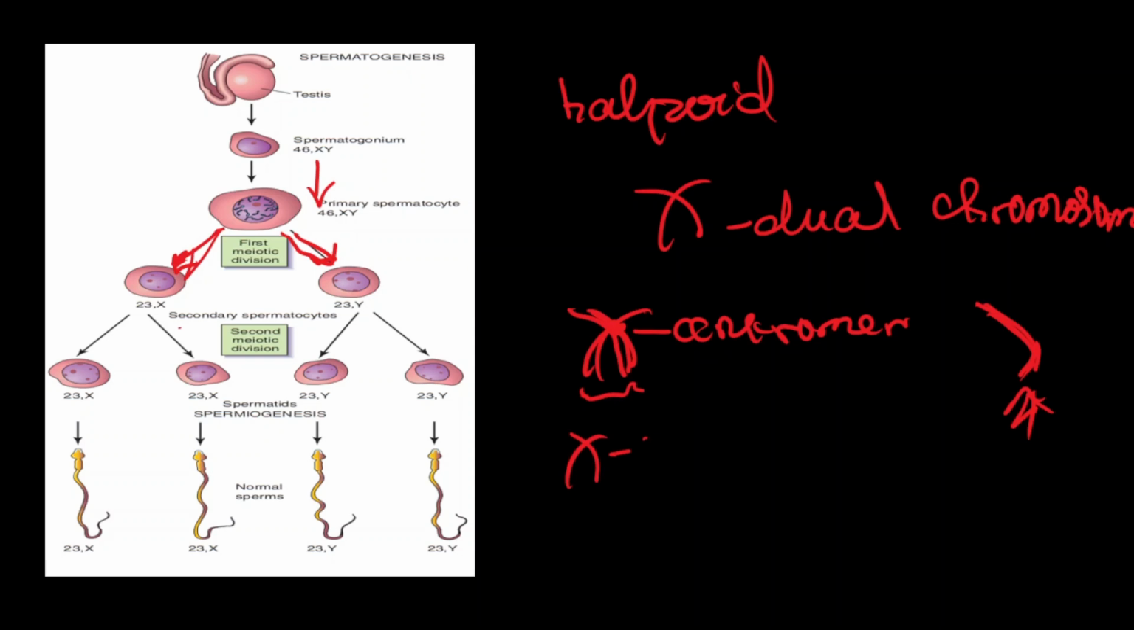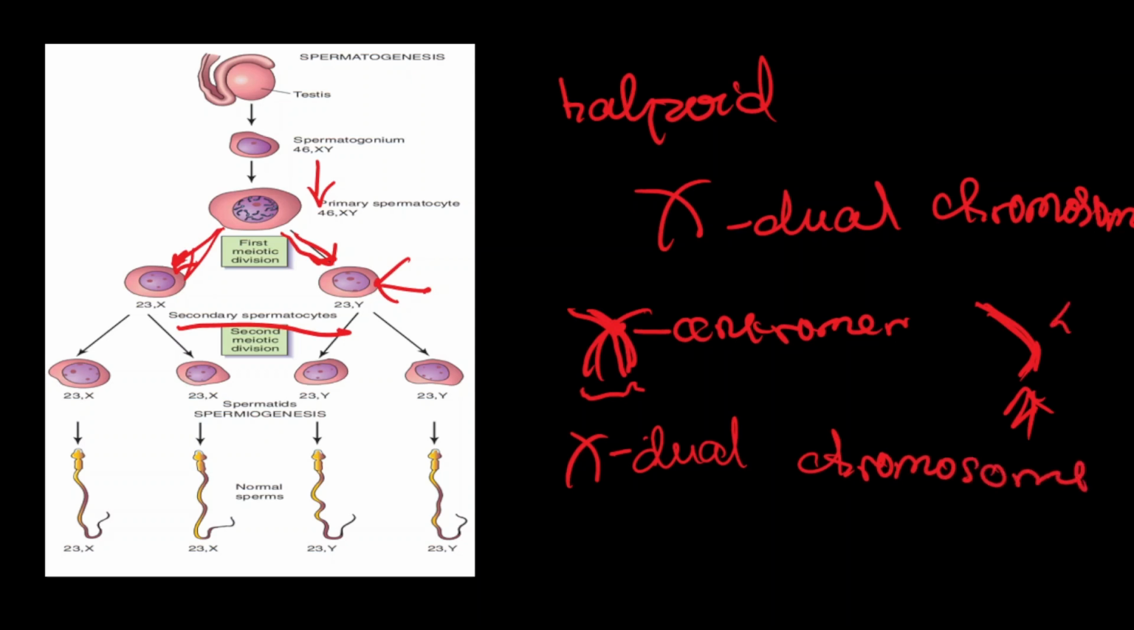Now, at the secondary spermatocyte level, we have these spermatocytes containing 23 dual chromosomes. Okay, so they contain 23 dual chromosomes, not single chromosomes as we have here. Now, in the second meiotic division, what happens is that these 23 dual chromosomes are now split up. So what we now have at the level of the spermatids is 23 chromosomes, 23 single chromosomes.